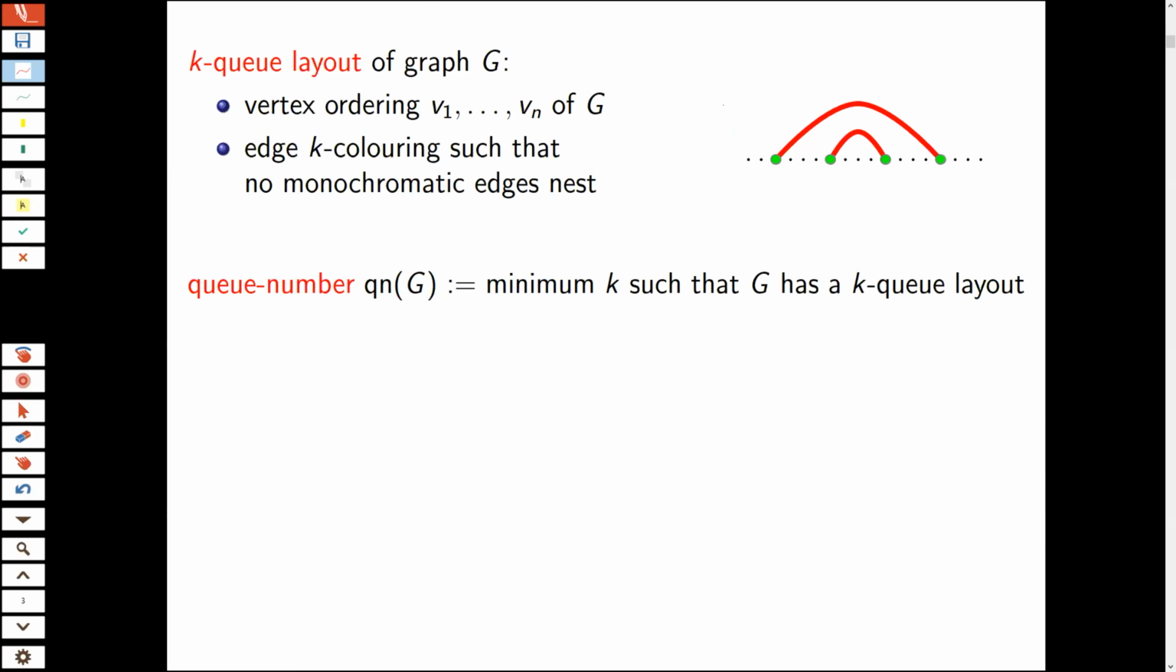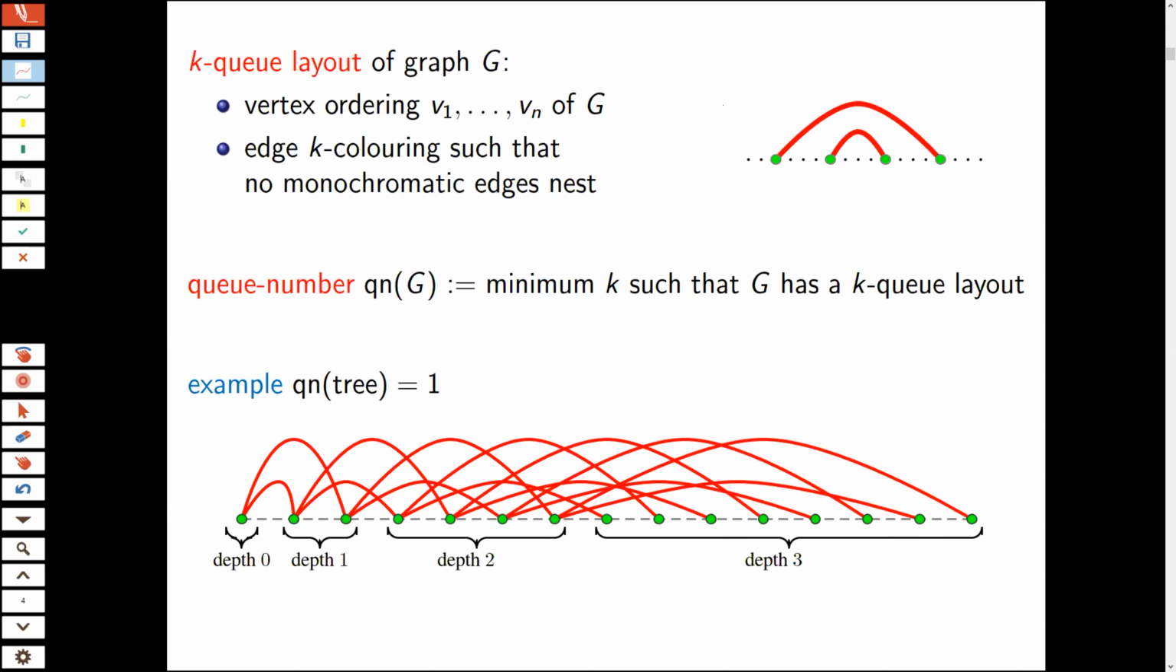And then we say the Q number of a graph is the minimum K such that G has a KQ layout. You might be familiar with the notion of a book embedding. This is dual to a book embedding. In book embeddings, you would replace the word nest by cross. Here we're interested in the nesting relationship. Let me give some examples that hopefully illustrate this definition. The first is of a tree.